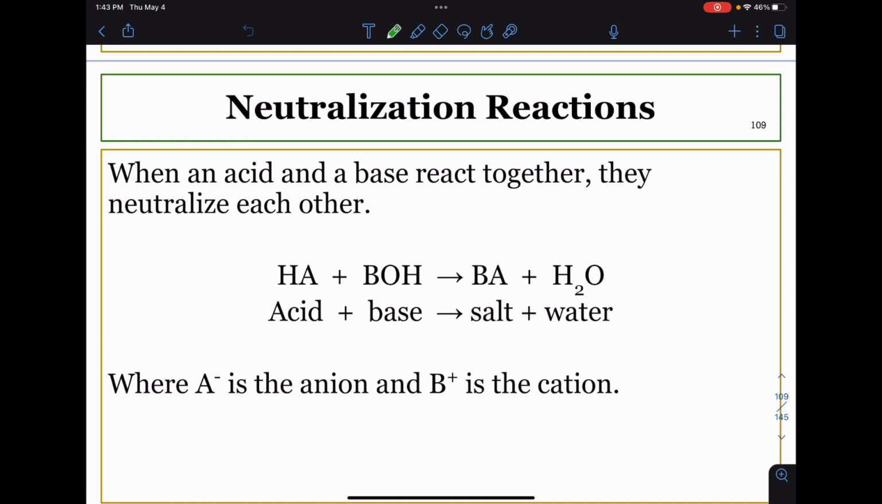So in this general reaction, the A is representing the anion that is in the acid with the hydrogen ion, and then the B is representing any cation that's with hydroxide that's making the base. When they react together, the A and the B form the salt, the cation and the anion, and then the hydroxide and the hydrogen ion create water.